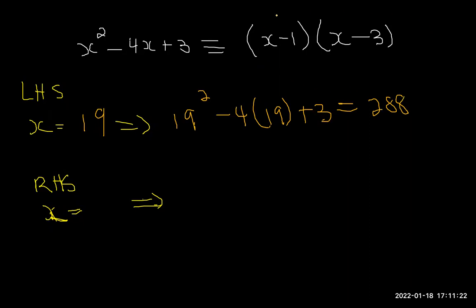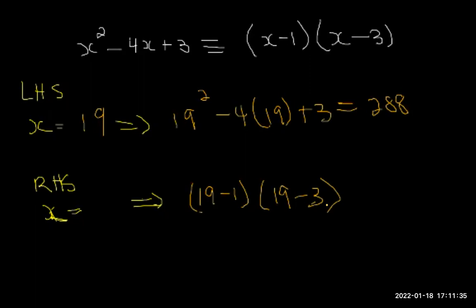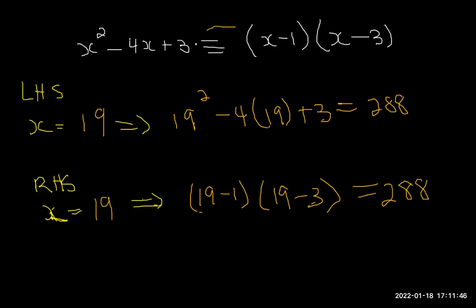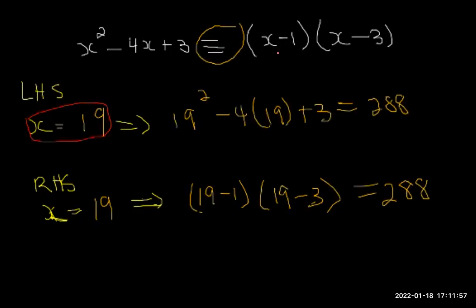I'm supposed to get the same answer when I substitute 19 into this side, right? So let's see. 19 minus 1 times 19 minus 3. So that's 18 times 16. 18 times 16 is also 288. That's the definition of an identity. For all values of x, it does not matter what value of x I put in, I'm supposed to get the same answer on both sides. You understand that? Same answer, same answer.